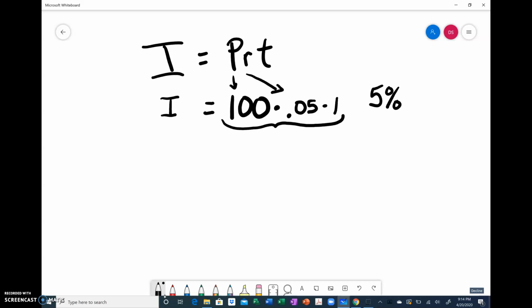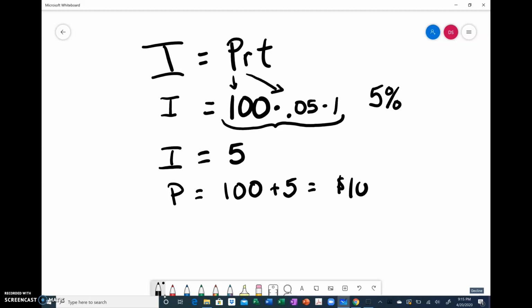Okay. So into the calculator, 100 times 0.05 times 1 doesn't change anything. And so we find out that I equals $5. Now he borrowed $100 and he has to pay $5 in interest by the end of the year. So the answer to the question, how much he will owe, is $105. All right, I hope that makes sense.